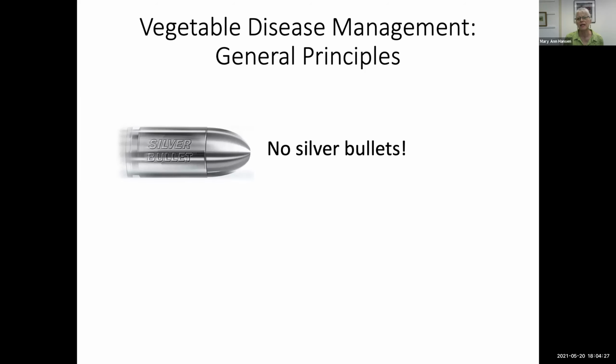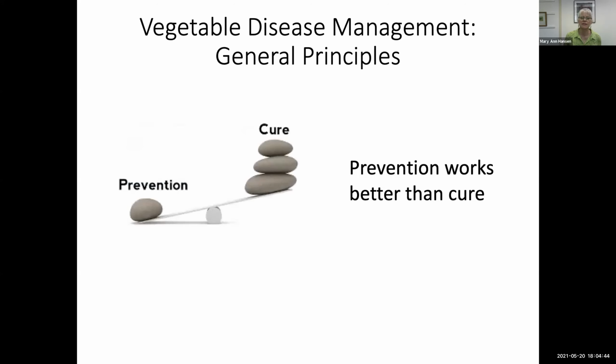The first thing I would say is that unfortunately we have no silver bullets for managing vegetable diseases in the home garden. So typically you're going to have to use an integrated approach to get good control of your vegetable diseases or any other diseases in your yard. And the old adage, an ounce of prevention is worth a pound of cure, definitely comes into play, because we don't have a lot of options for getting rid of a disease once it's appeared.